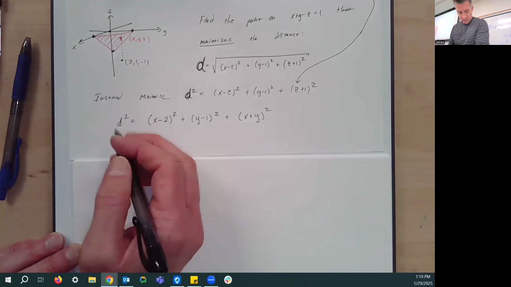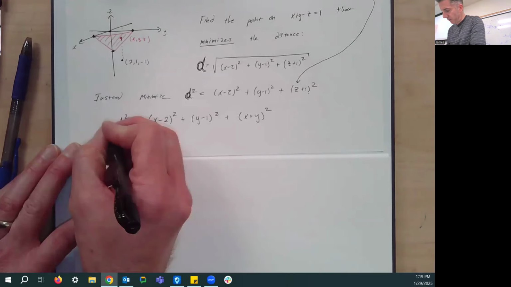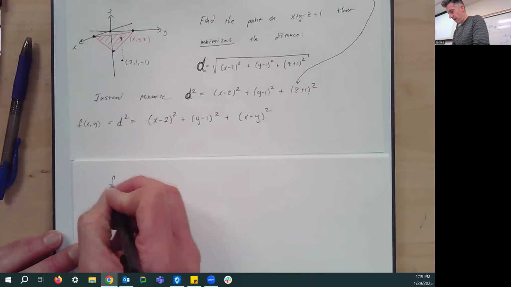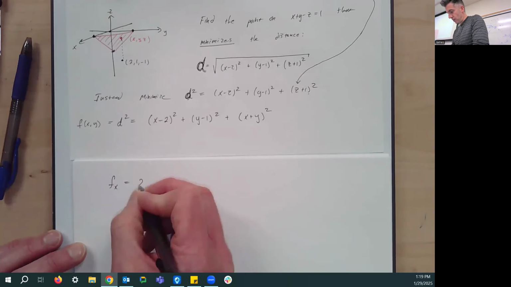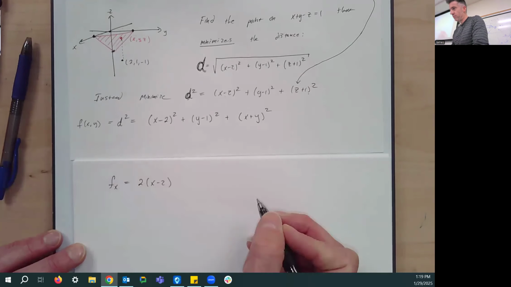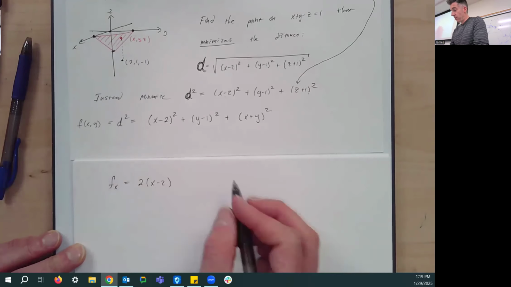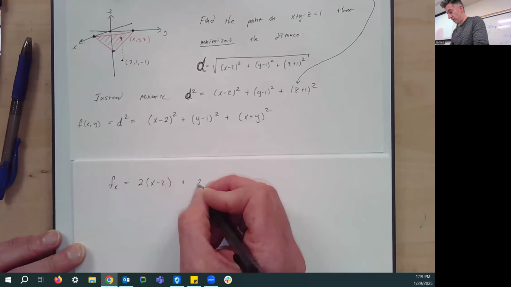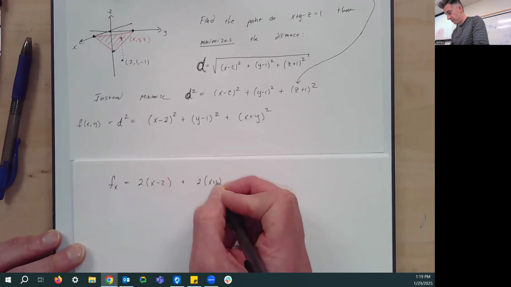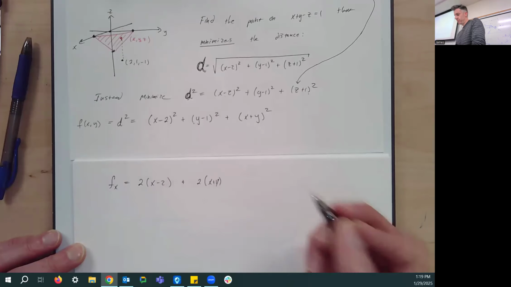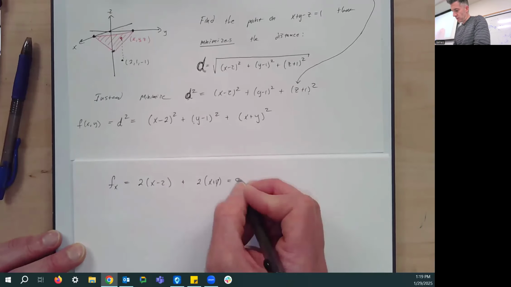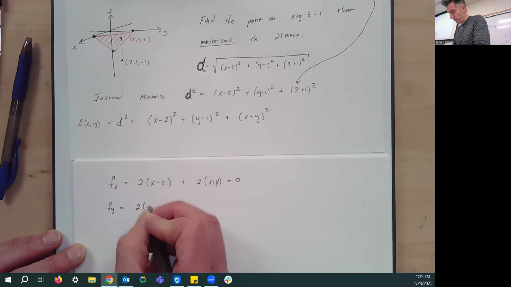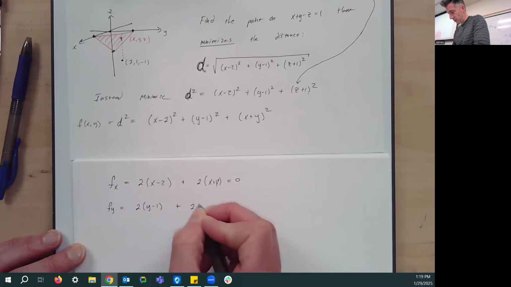Let's just call this F. This is my F of X comma Y. So then Fx is going to be 2 times X minus 2 to the first times 1 plus 0 plus the derivative of X plus Y squared, which is going to be 2 times X plus Y to the first times 1. And then similarly, Fy is going to be 2 times Y minus 1 plus 2 times X plus Y.